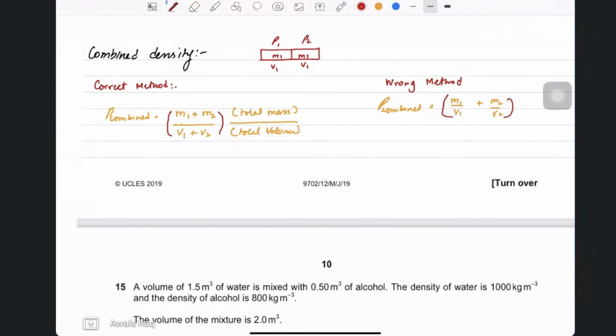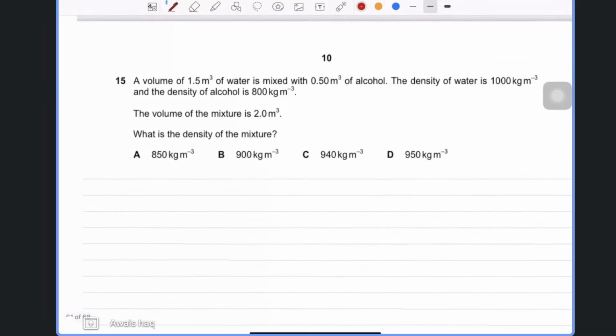Will it give a wrong answer, sir? Obviously, it is going to give you a wrong answer. So you will never ever use the second method. It is the wrong method. Okay? So it should always be total mass over total volume. So let's look at this type of question.